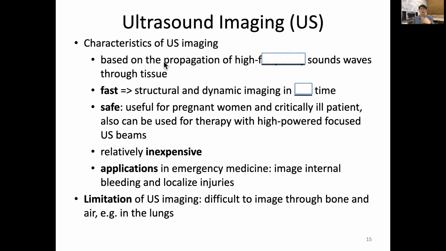So this ultrasound is based on the propagation of high frequency sound waves through the tissue. And ultrasound imaging, as I'll discuss, can be done very fast. What that means is it not only gives us a structure, but also the dynamic changes of the tissue or structure in real time, which means within the span of our attention, we can see the changes properly.